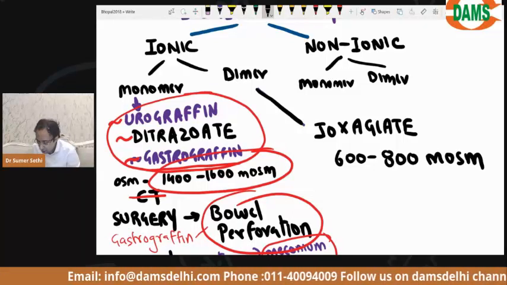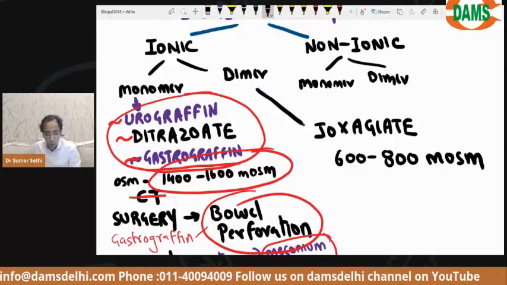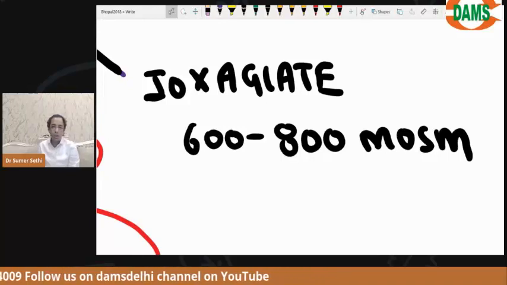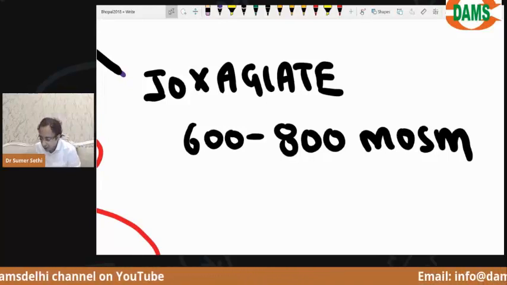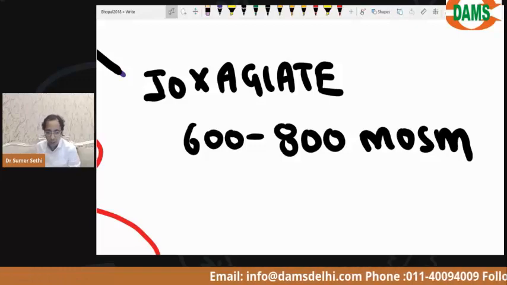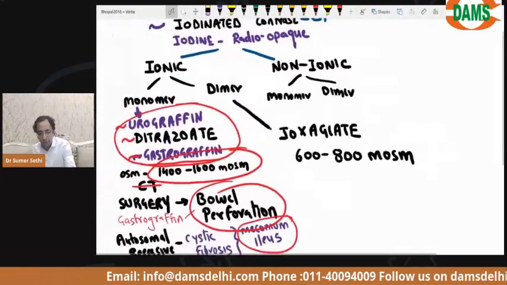Okay, everybody has written it down. The only ionic dimer available is ioxaglate. It has a high cost and it is not much preferred. It has an osmolarity of 600 to 800 milliosmol.